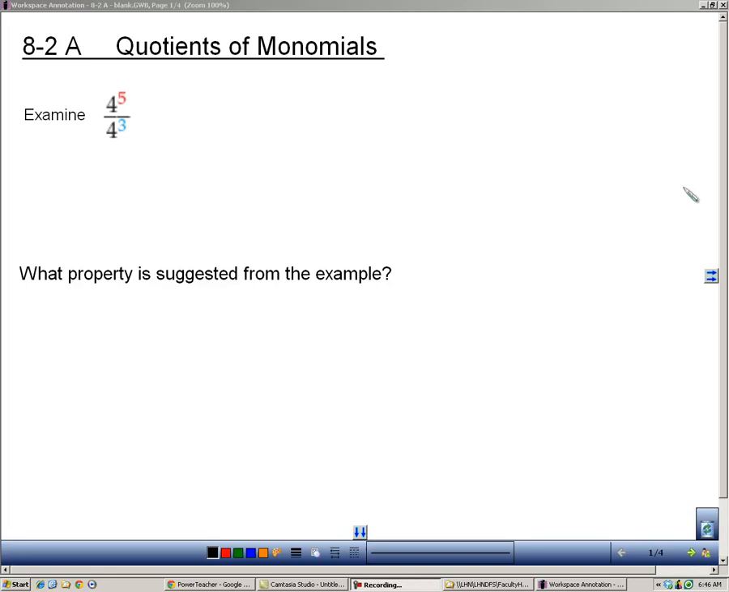Section 8.2a is about monomials again. This time we're dealing with quotients or division. I want to examine this fraction and see if we can come up with a new property based on this.